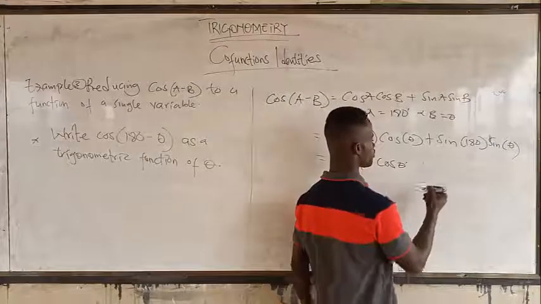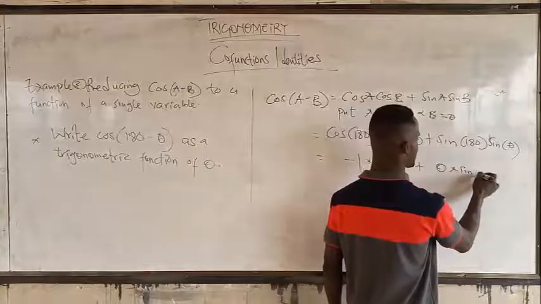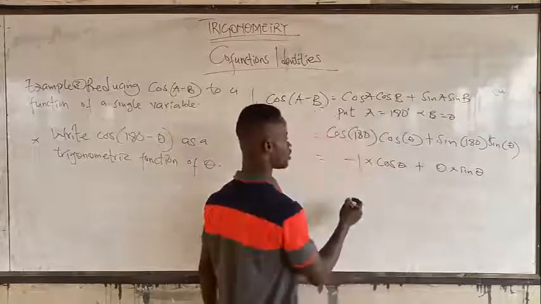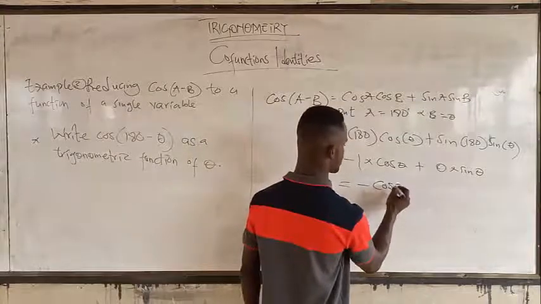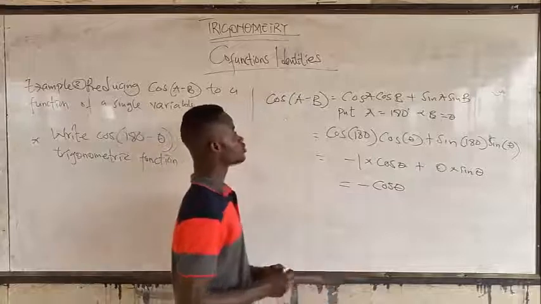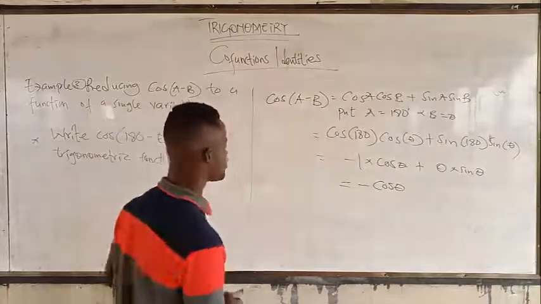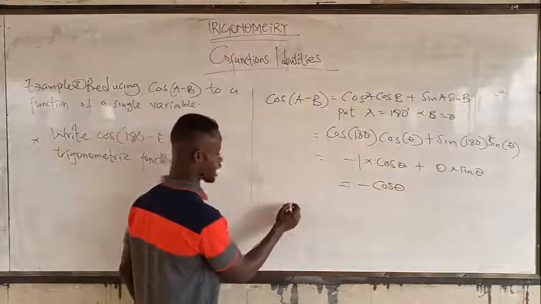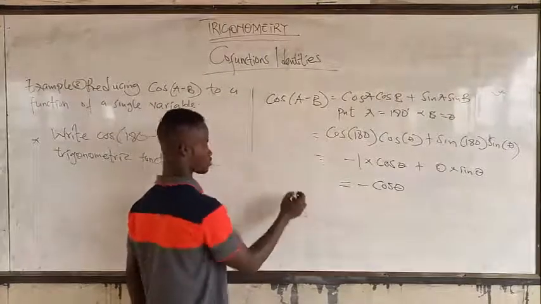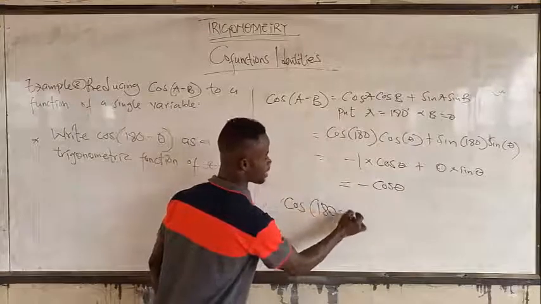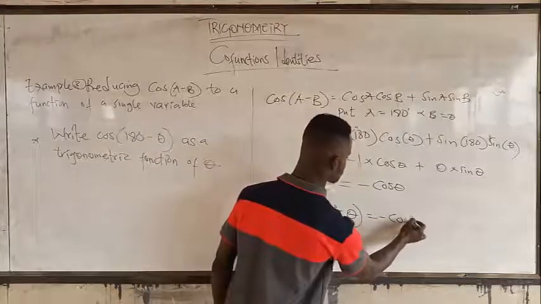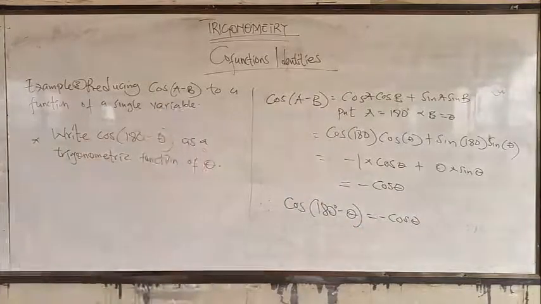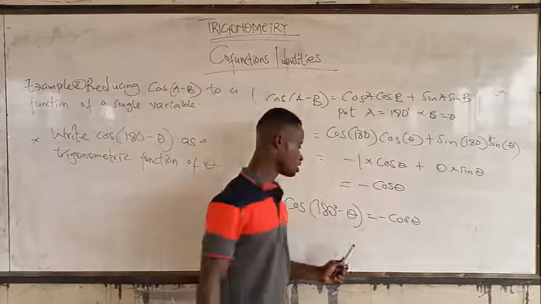sin 180 is going to give you 0. Sin 180 is 0 times sin theta. So the whole of this is 0. So this multiplied by this, you get negative cos theta plus 0. Therefore, we conclude that cos 180 degrees minus theta is going to be the same as negative cos theta. Alright, so we conclude that this is going to be that.